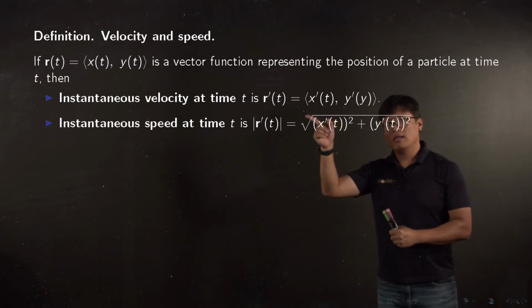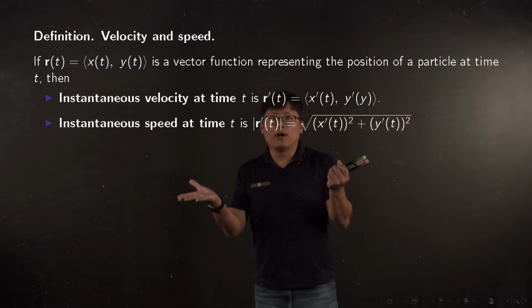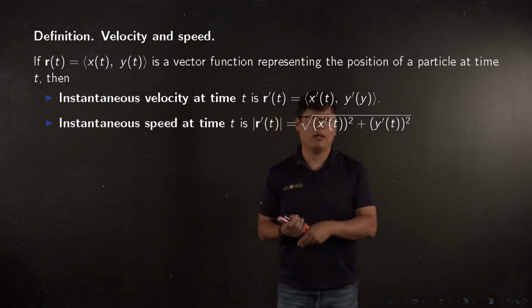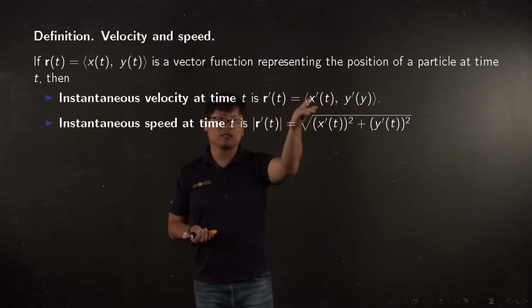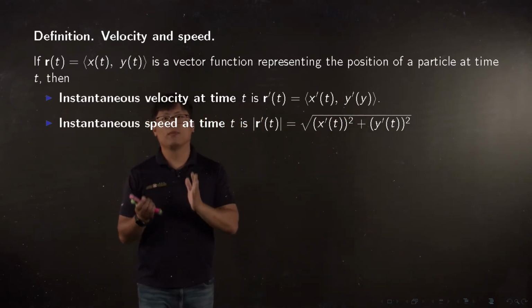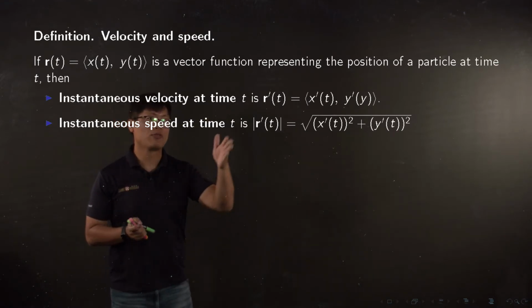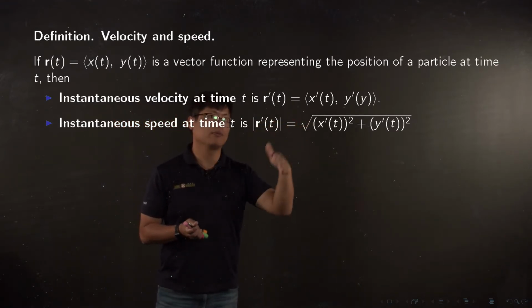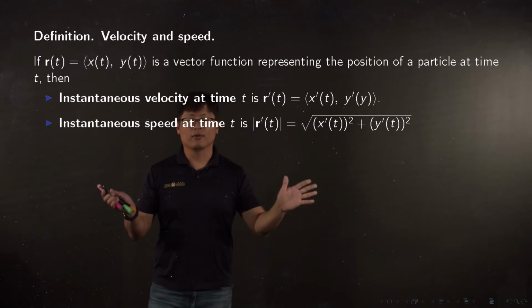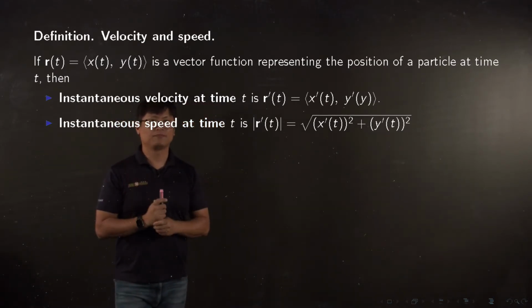If r is a position vector function, then we know the velocity function, which is r prime. What is r prime? X component prime, comma, y component prime. And if you want to talk about speed, that's exactly the length of your r prime, which is the square root of x component squared plus y component squared. These are all the same thing, but we will talk in vectors.